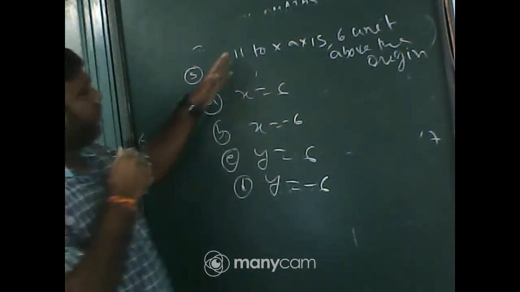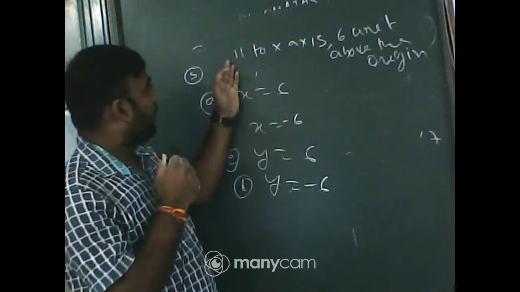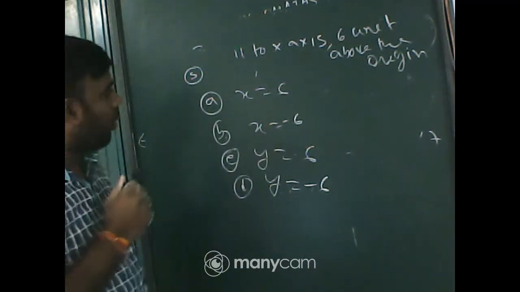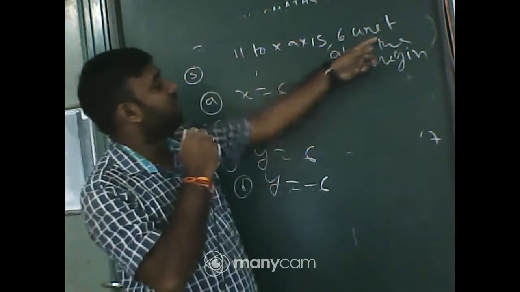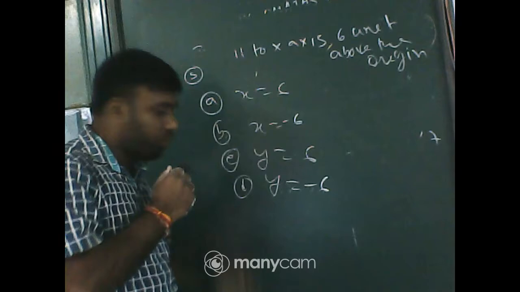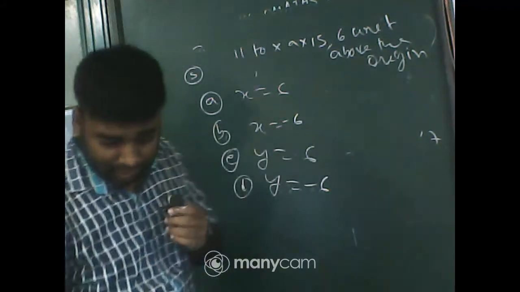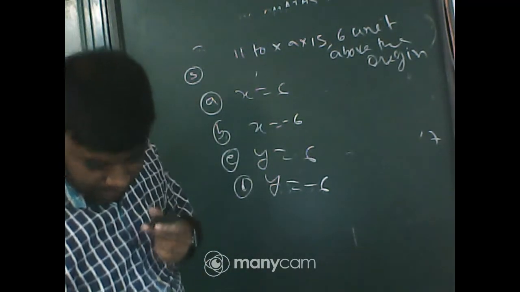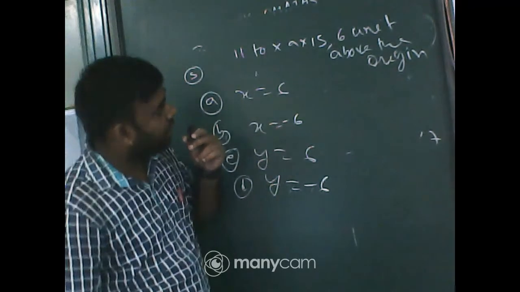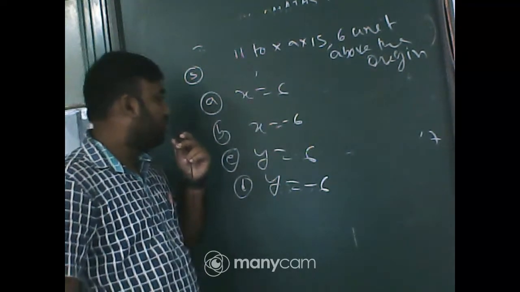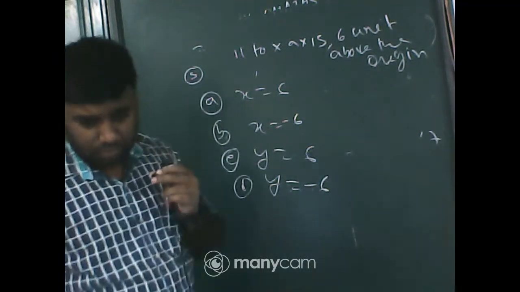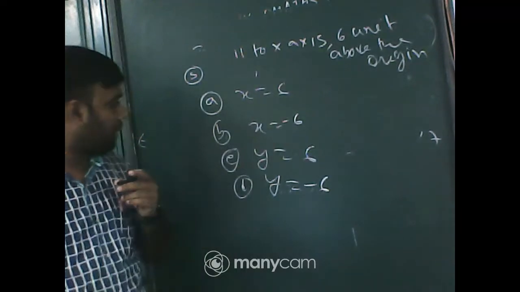Find the correct option: the line parallel to x-axis and 6 unit above the origin. Is it x equal to 6, x equal to minus 6, y equal to 6, or y equal to minus 6? Which one is the correct answer? Quickly answer it. Option C.